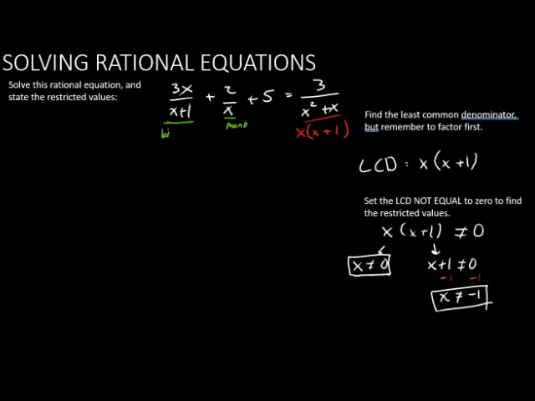Now that we have our restricted values, we're going to multiply each term by whatever it needs to meet the LCD. Our first denominator is x plus 1. It already has the binomial, but it needs the monomial. Our monomial was x, so we're going to say this term needs x, and we'll say 3x over x plus 1, and then multiply by x on the top and the bottom.